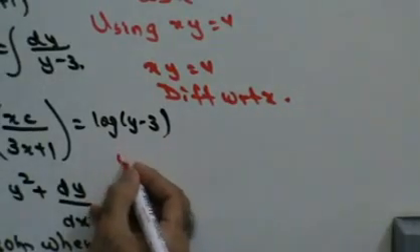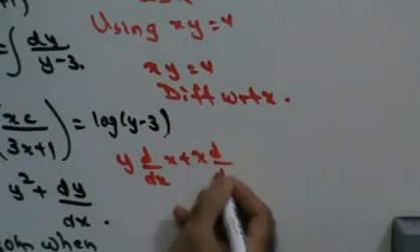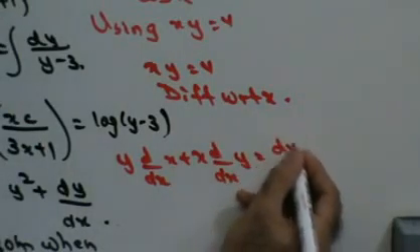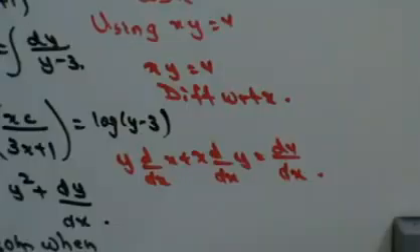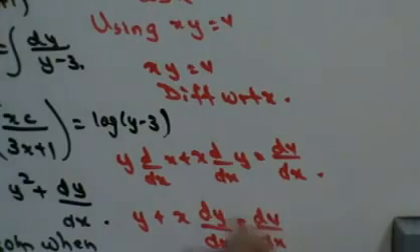So I'll use the uv formula: v derivative of u plus u derivative of v is dv by dx. So I'll get y plus x dy by dx is equal to dv by dx, right?